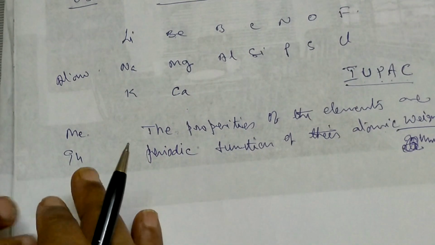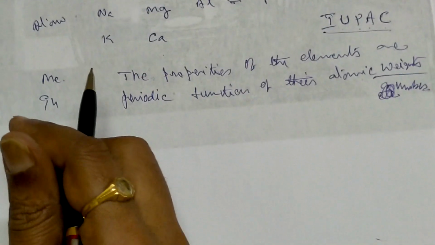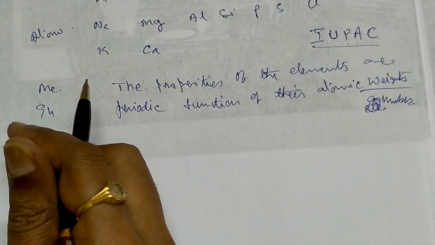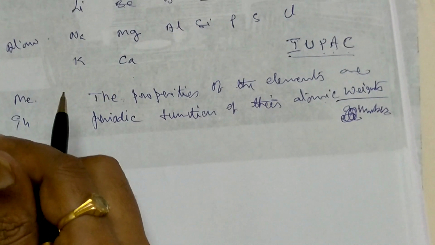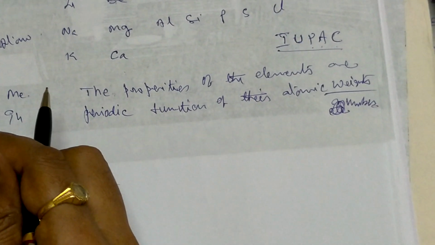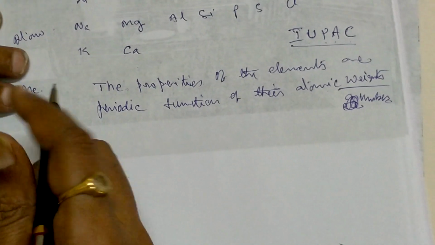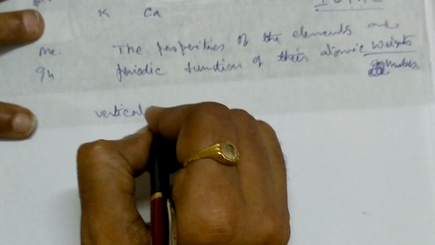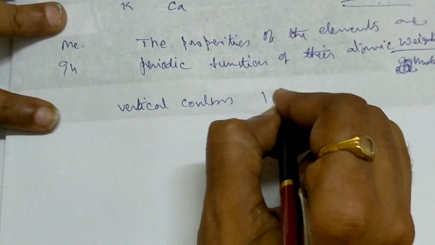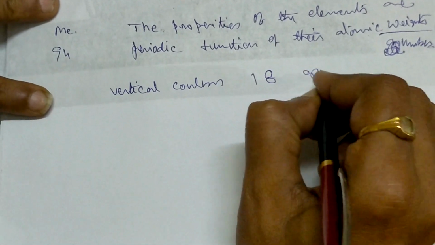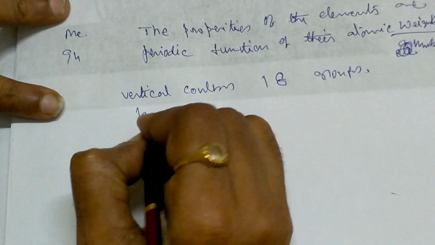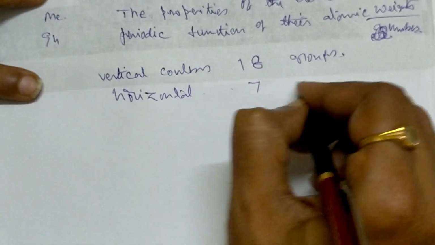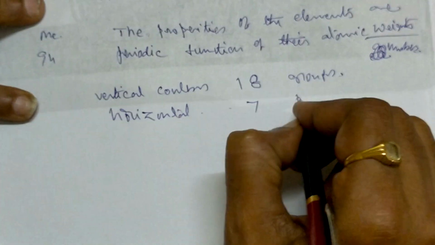Initially, when we studied, there were groups 1A, 1B, 2A, 2B, 3A, 3B and so on, up to 7A and the 0 group. But in the modern table, for your class, the groups and periods are as they are. Groups means vertical columns. How many are there? 18 vertical columns called groups. Horizontal rows are 7. These are called periods.